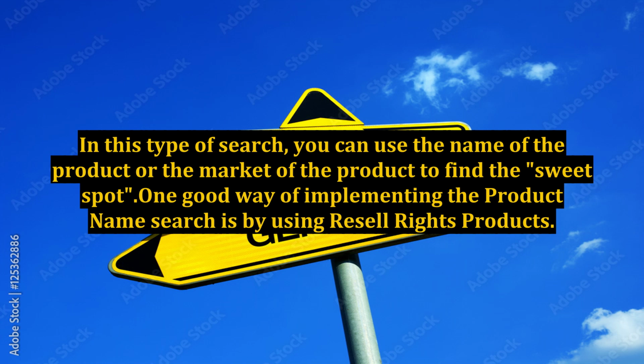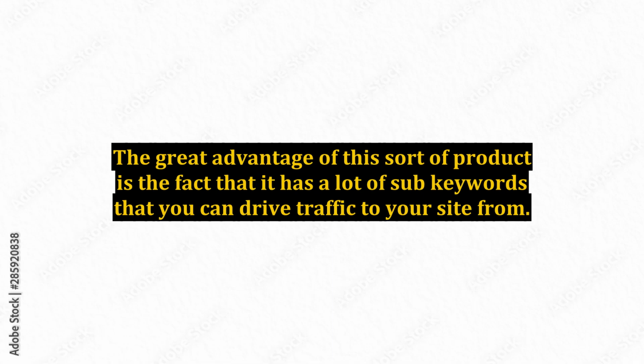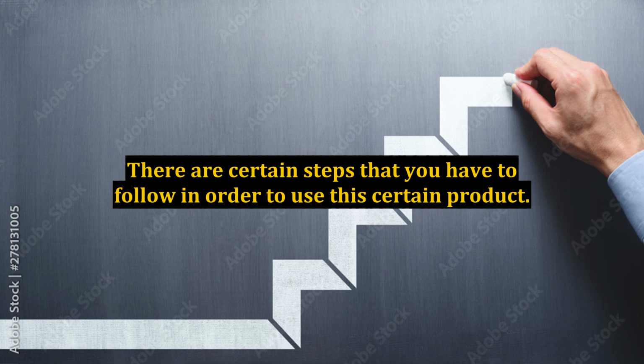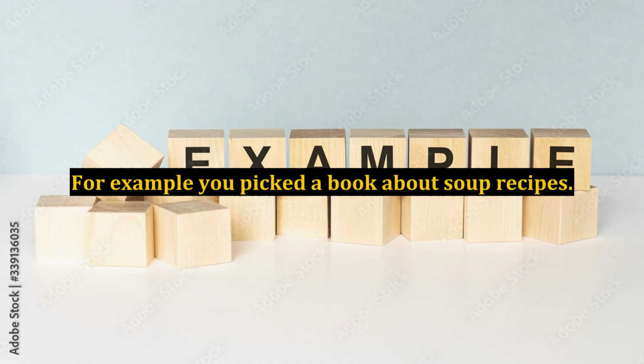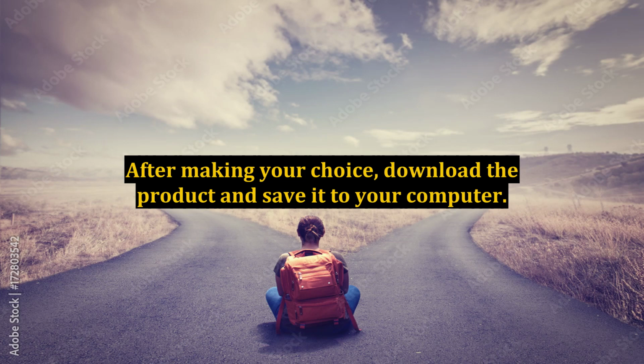One good way of implementing the product name search is by using resale rights products. The great advantage of this sort of product is the fact that it has a lot of sub-keywords that you can drive traffic to your site from. There are certain steps that you have to follow in order to use this product. First, you have to pick a product that has a lot of sub-keywords and would work well. For example, you picked a book about soup recipes. After making your choice, download the product and save it to your computer.